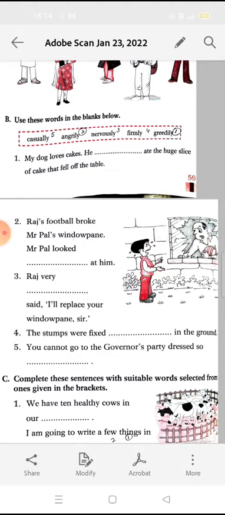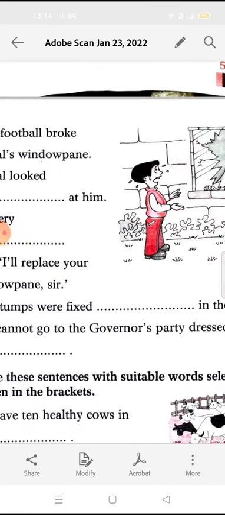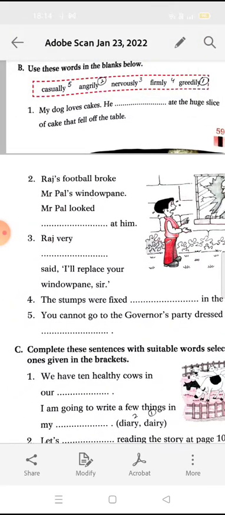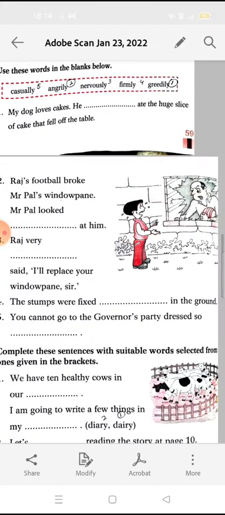Raj's football broke Mr. Paul's window pane. Mr. Paul looked angrily at him. Raj said, I'll replace your window pane, sir. Nervously, he got nervous that he would scold him or he would go and tell his dad. So he's nervous.